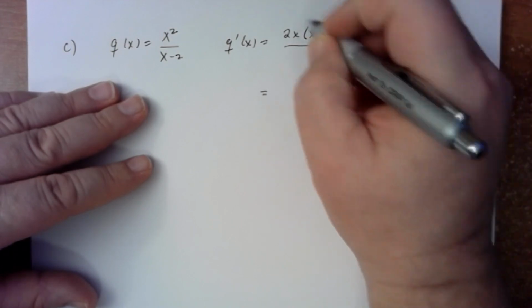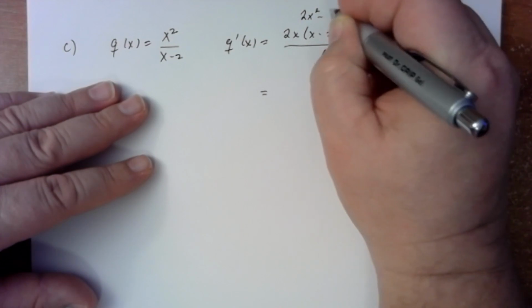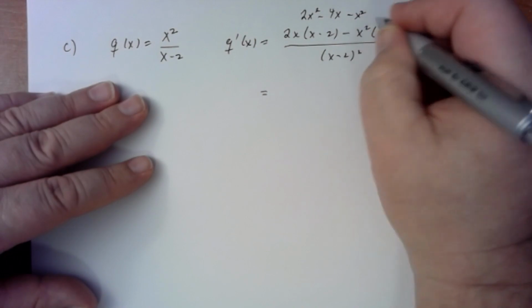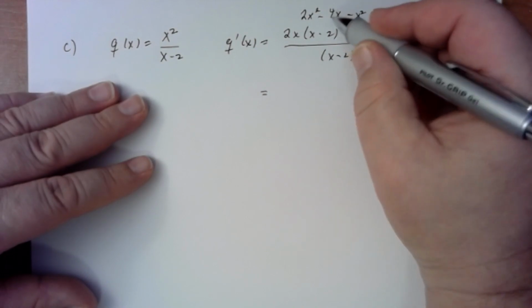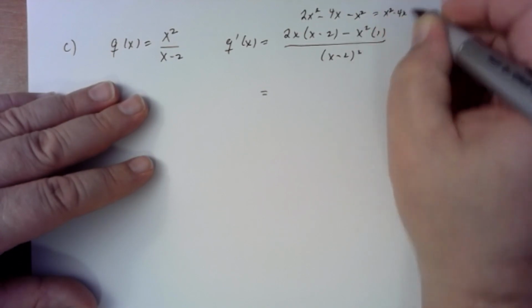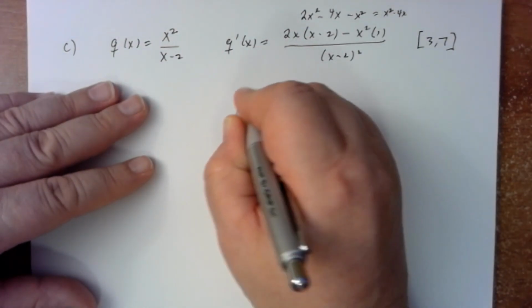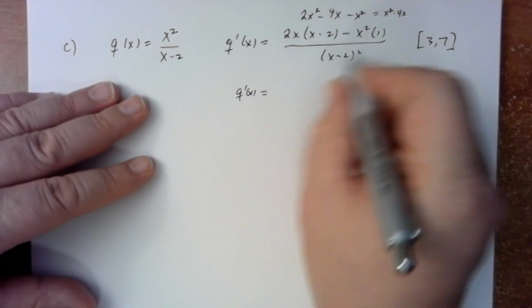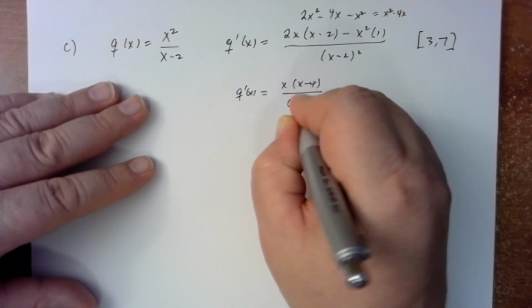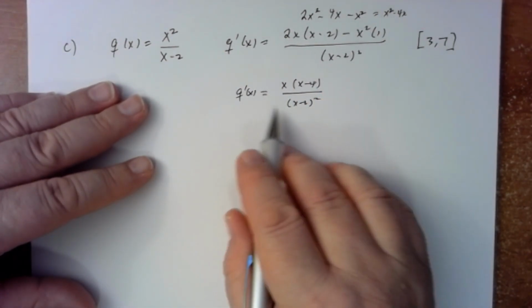And so if I simplify that, I get 2x squared minus 4x minus x squared on the top, and that's going to be x squared minus 4x. And then on the bottom we have x minus 2, quantity squared. So q prime of x is, I'm going to go ahead and factor that, x times x minus 4 divided by x minus 2 squared. Good. So where are the critical points?